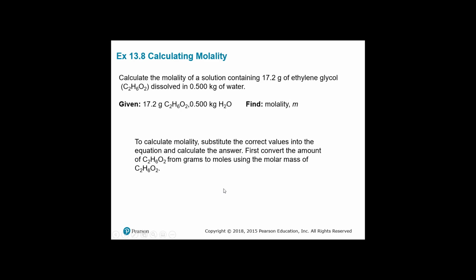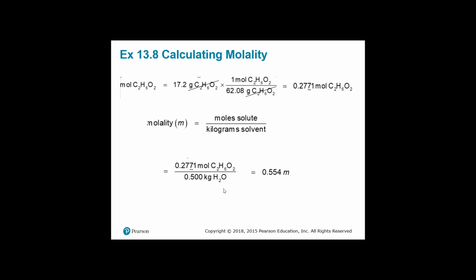So let's do a problem. Calculate the molality of a solution containing 17.2 grams of ethylene glycol dissolved in 0.500 kilograms of water. So now we're going to add this non-volatile solute to a solvent, and that's going to make a solution. And these particles, they don't vaporize away easily. We are now making a solution that's going to prevent the water boiling at 100 degrees Celsius.